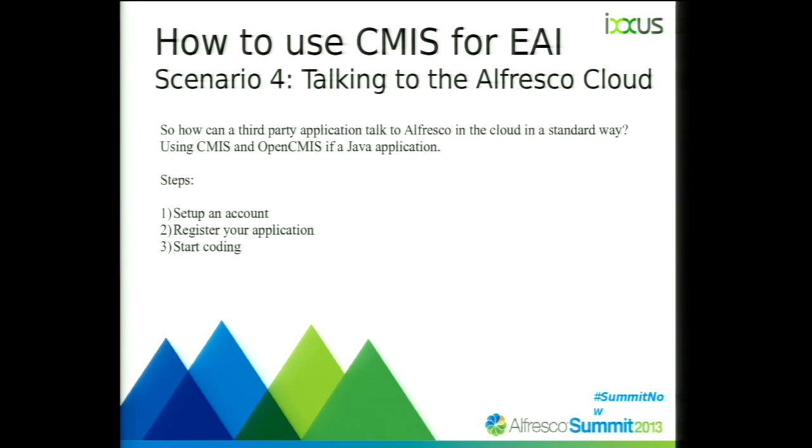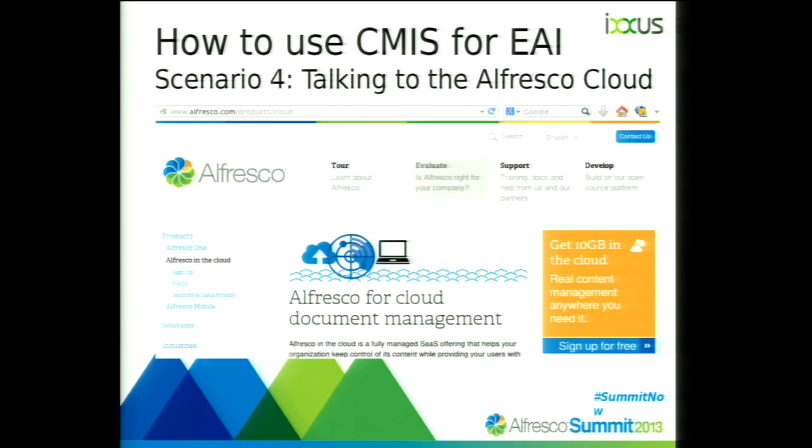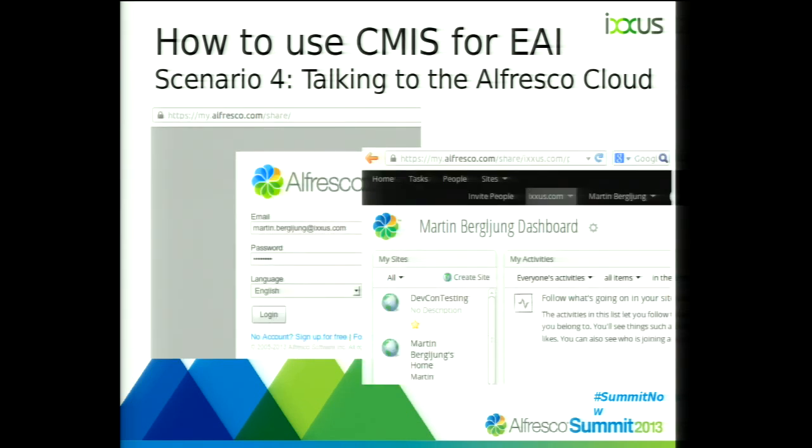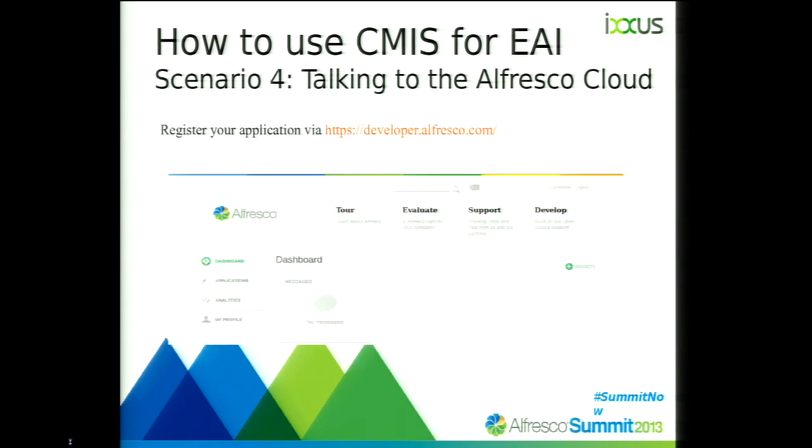You need to set up an account. You need to register your application and then start coding with OpenCMIS, for example. First thing, you go to that URL there, and you sign up. It needs to be a corporate email address. So you get into your network, which uses the tenant feature in Alfresco, and that's the network, basically. You can then log in, see that you get your stuff, and so on.